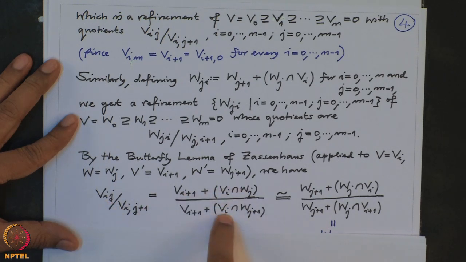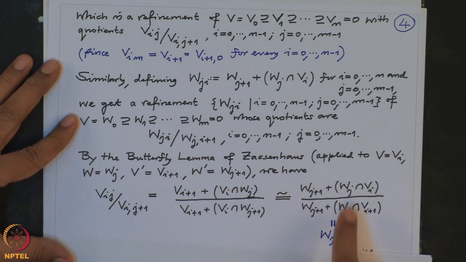Just put in the definitions and apply the butterfly lemma, then you will get this converted into this submodule, which is the quotient of the refinement series. So, we have proved that these refinements have the same quotients. But now we also have to say something about the permutations.